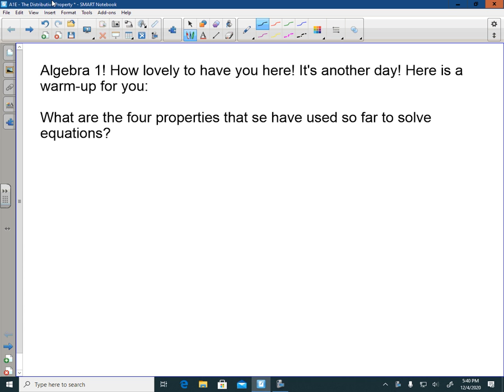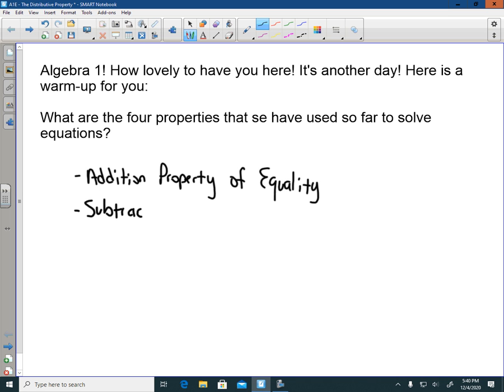All right, so hopefully you had some time to look those up. The four properties that we have used so far are the addition property, and it's technically the addition property of equality, but if you just put addition property, that's fine. There's also the subtraction property, and I'll put OE of equality.